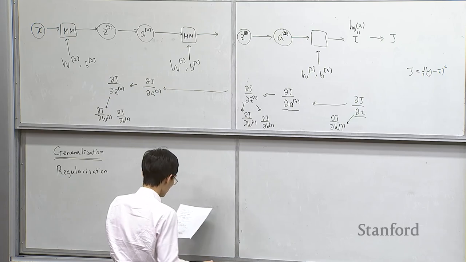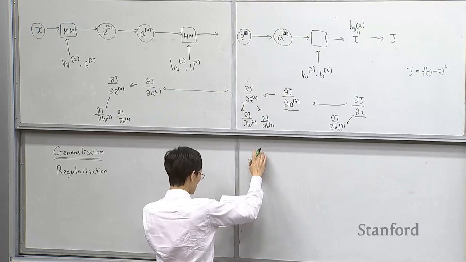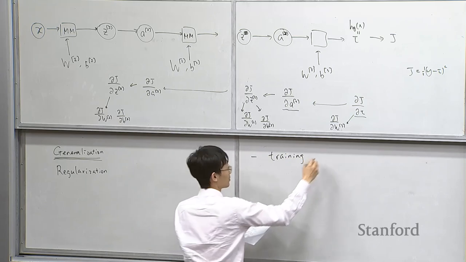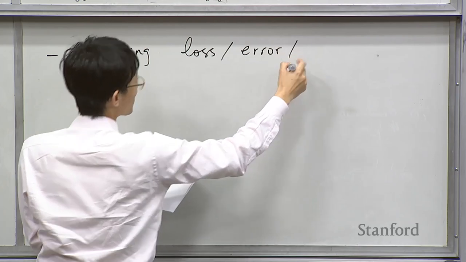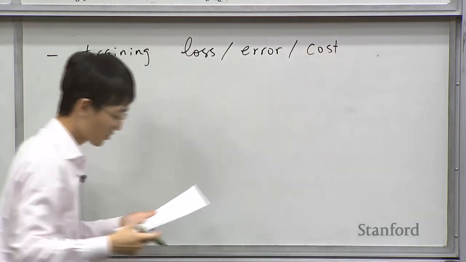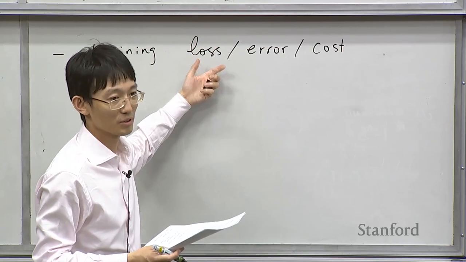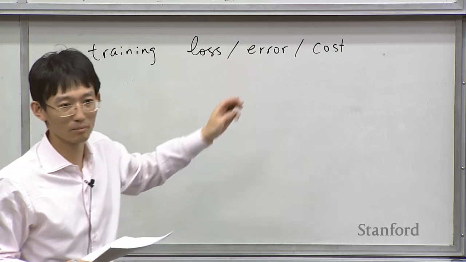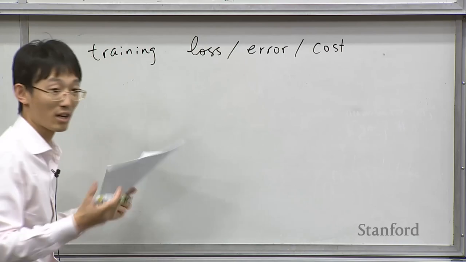Okay, let me start with some basic notations and notions. One thing is the so-called training loss, which you probably already know what it means. Training loss is sometimes called training error, sometimes training cost. In this lecture, sometimes we use the word cost. They all mean similar concepts. Sometimes people use loss to refer to certain kinds of losses, and error to refer to certain other types of losses. But for the purpose of this lecture, they all mean the same thing, right? This is what you care about in training.